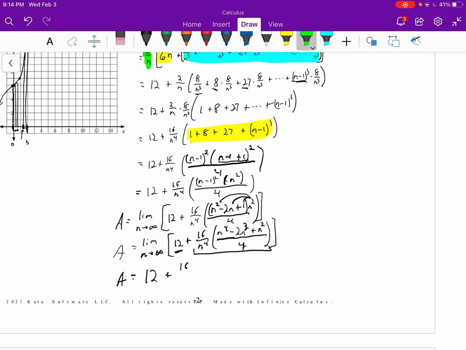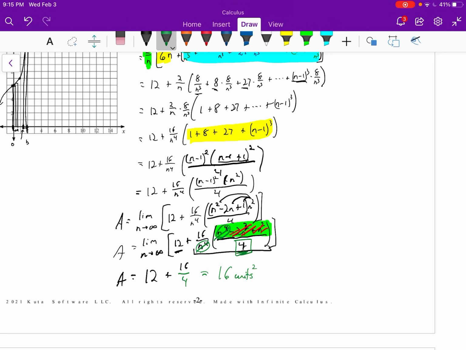in this numerator up here, remember the one that's most significant is the highest degree as n approaches infinity. The other two are insignificant. So the ones that I'm crossing out here become insignificant compared to n to the 4th as n approaches infinity. So really what we have here is n to the 4th reduces with n to the 4th, and we have 16 over 4. And so our area is 12 plus 16 over 4. Well, 16 over 4 is 4. So 12 plus 4 is 16 units squared.